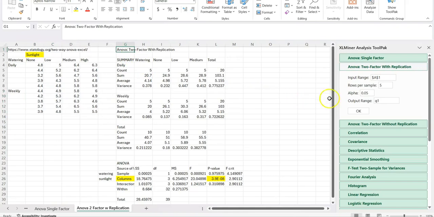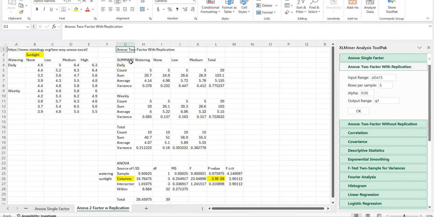So to run the analysis, we'll put in the input range, which will be from A3 to E13, 5 rows per sample, an alpha of 0.05, and I'll begin the output range in cell G1. Click OK, and the results you'll see on the screen.